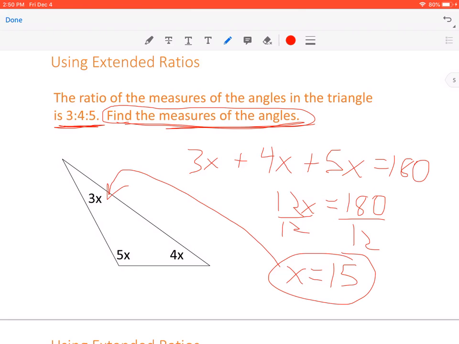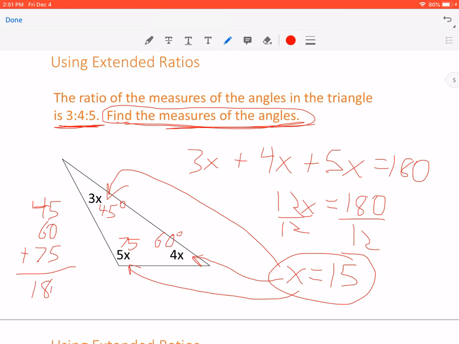That would be 3x. 3 times 15 is 45. The largest angle would be 5 times x. 5 times 15 is 75. And the medium angle would be 4 times x. 4 times 15 is 60. So those are the measures of the three angles of that triangle. And again, if you add 45 plus 60 plus 75, it should add up to 180 degrees, because all the angles in a triangle have to add up to 180.